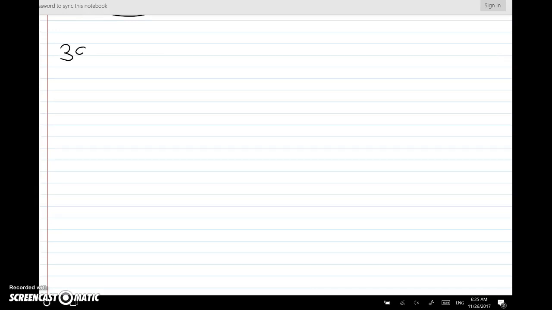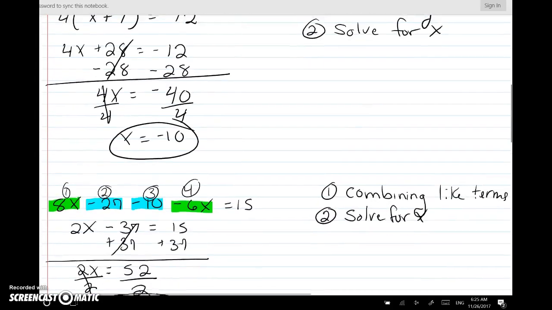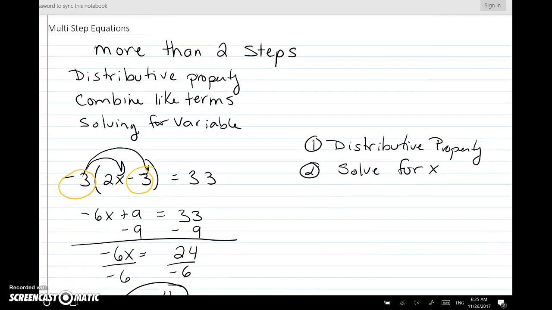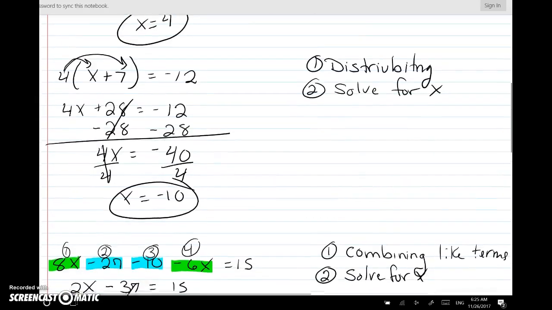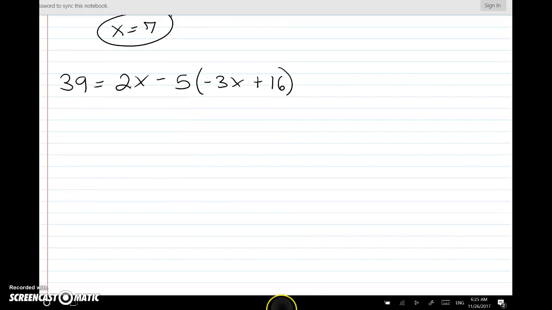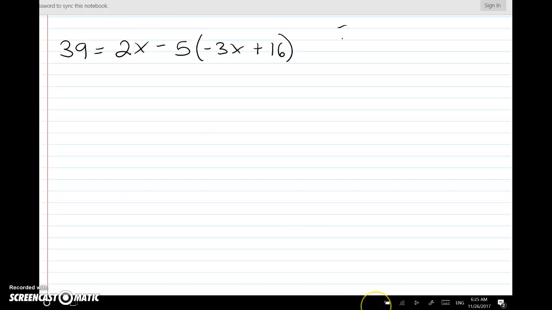How about this one? 39 equals 2x minus 5 times negative 3x plus 16. Okay, we have distributive property. We have combining like terms. A lot going on here. If you remember back in the beginning, how I listed how to solve things, we have distributive property, combining like terms, and solving for a variable. That's exactly the order we're going to do this in. Let's go back down to our problem. We're going to start by distributing. So, number 1, distributive property.